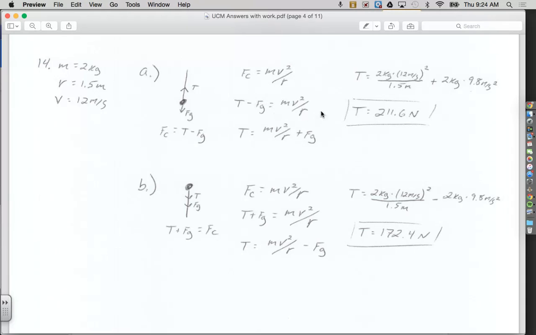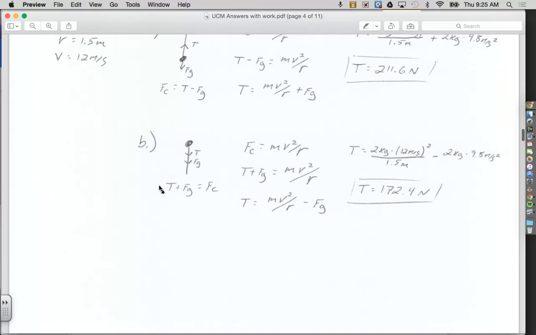So force of gravity goes over to the other side, and I get m v squared over r plus force of gravity. I can plug in my numbers now. My tension is equal to 2 kilograms times 12 meters per second squared divided by 1.5 meters, and I'm going to add force of gravity, which is my mass, 2 kilograms, times acceleration, or g, 9.8 meters per second squared. And that gives me a tension of 211.6 newtons is how much tension is on this string to keep this thing going around in a vertical circle.